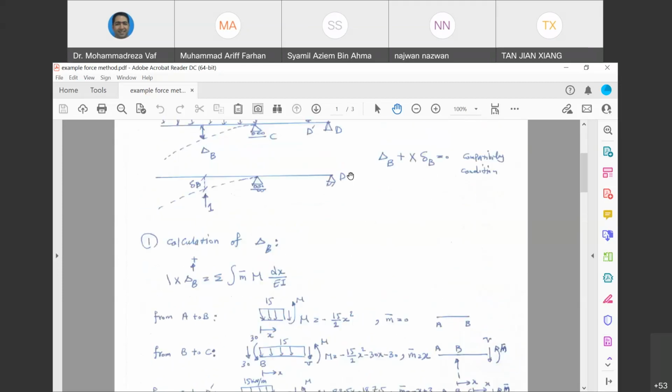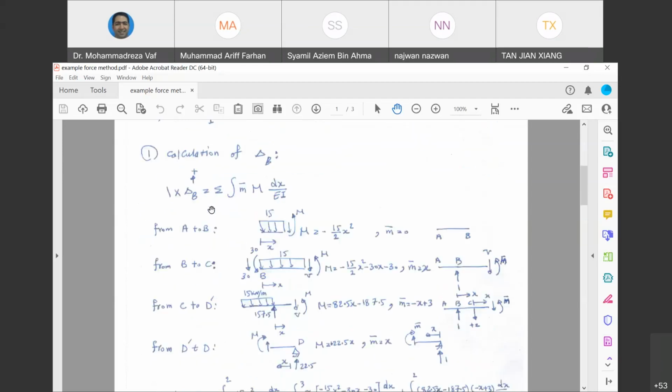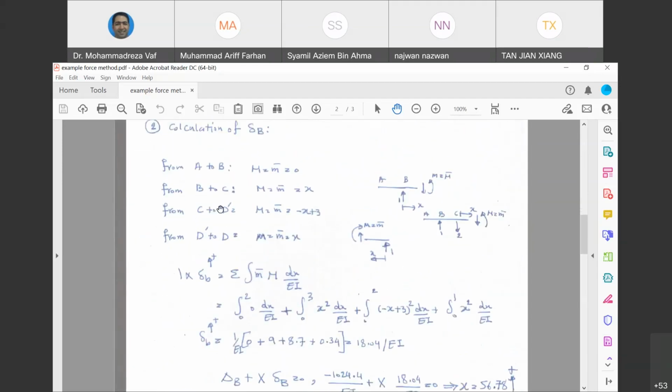A small delta B comes from this structure. So if you want to calculate a small delta B, you should divide this structure into two structures. One structure is going to be similar to the first one, you get the M, and the second structure will be this structure, but remove this force and put a unit force over there. This is what the virtual work method says. So if you remove this force and put a unit force, again, you will see that M and M bar will be the same for this structure. So that's what we have done here.